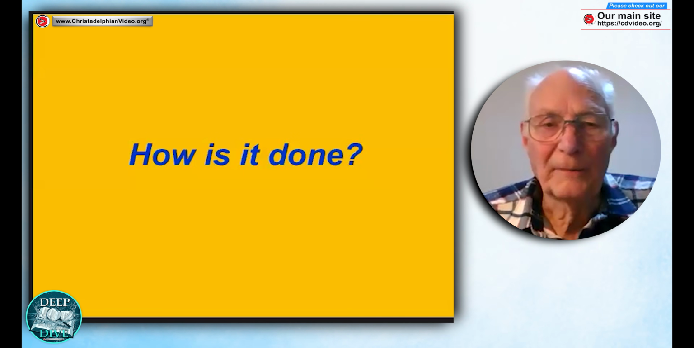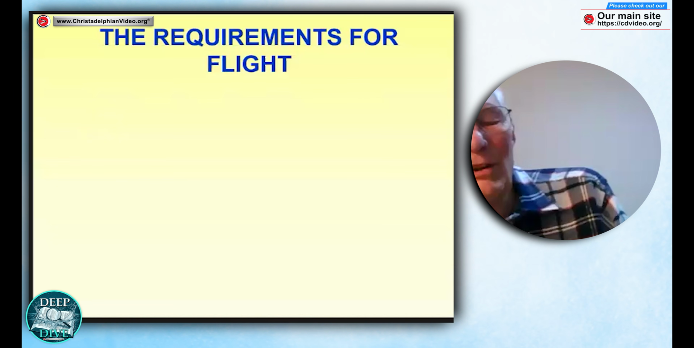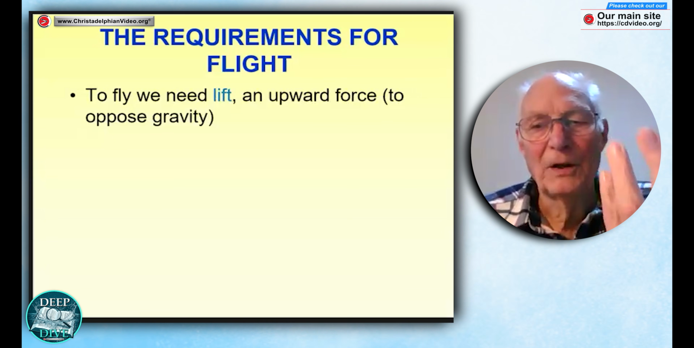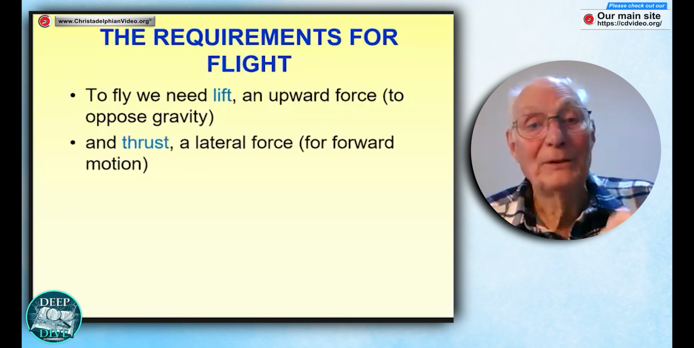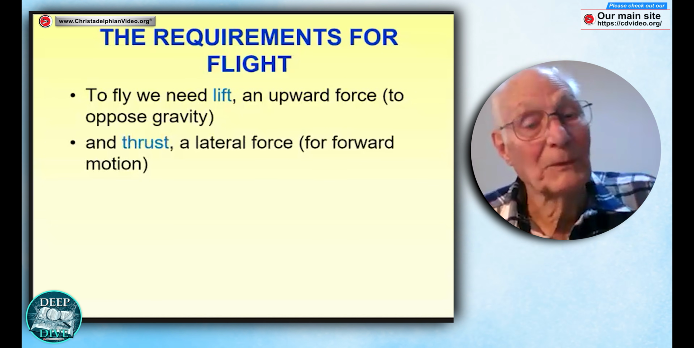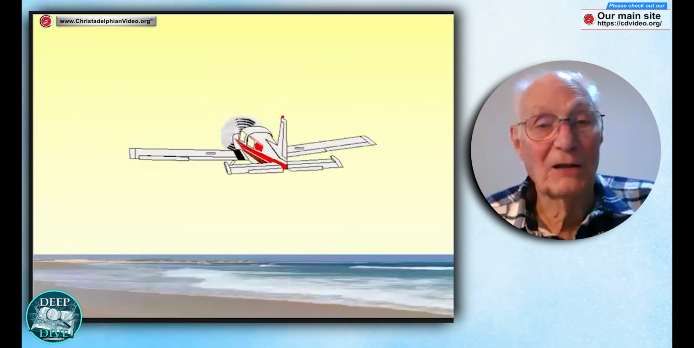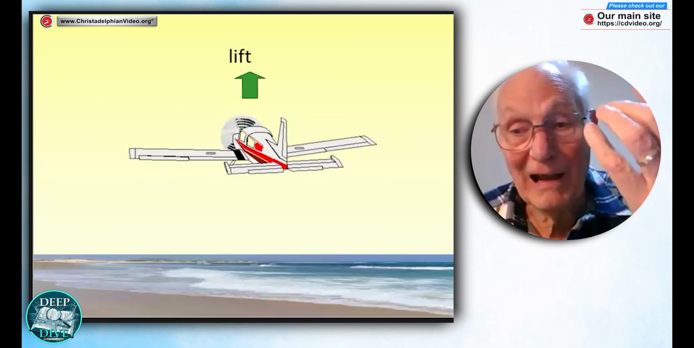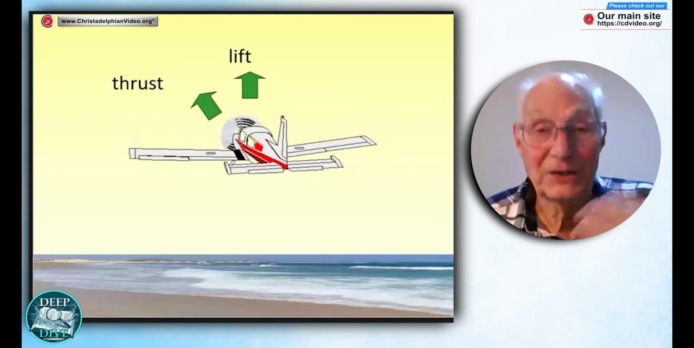So, how do birds fly? How is it done? Well, to think of the requirements for flight, there are two things we need. We need to have lift, an upward force to get us up off the ground into the air, and we need what's called thrust, a lateral or sideways force to make us move in a particular direction. So here's my little aeroplane. It has both lift to get off the ground, and it has thrust to take it sideways. That's the same for birds.